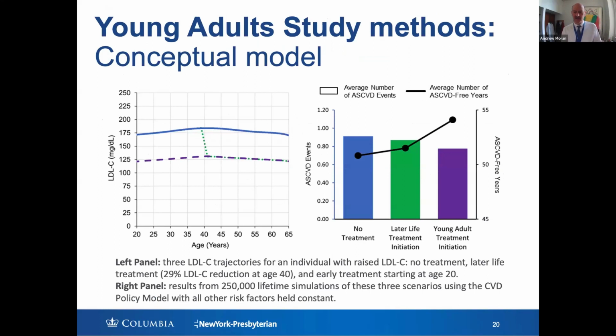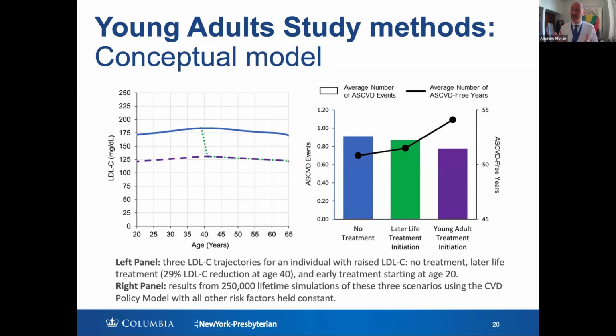And this is from our main paper reporting on the cost effectiveness study. And this gives you a conceptual model of how this all works. So basically on the left panel, let's say we take an individual and we're simulating their life history. This person, you can see that about age 20, they have an LDL cholesterol that's quite high. It's 175 milligrams per deciliter. Now, without intervention, this person's cholesterol would be maintained at that high level until age 65.